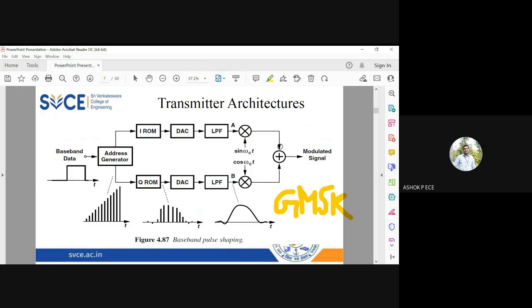So at the receiver, when you transmit a larger number of pulses, the pulses will start overlapping. To prevent overlapping, we do proper pulse shaping so that it overcomes the effect of inter-symbol interference. You call it ISI in short form.